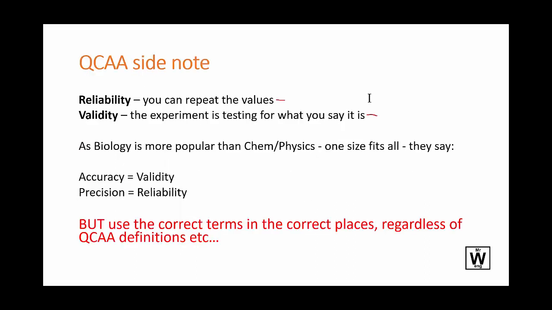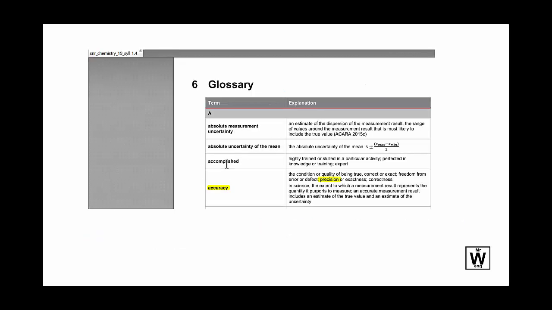or physics. In biology, these two, which is why QCA has done a one-size-fits-all and sort of said accuracy is equal to validity and precision is equal to reliability. Don't do that. Just make sure you clearly understand the definitions of these four words and use them in the correct place. QCA has gotten a little bit too loose with the term, so it's even gone to the point where they've said accuracy is equal to precision. And so don't do that. Just use the terms correctly, understand what the definitions are, and use the correct one of those: accuracy, reliability, validity, and precision in the right places.